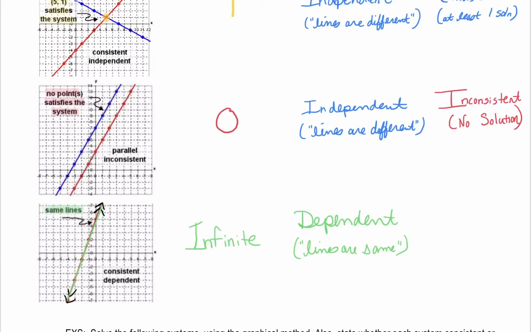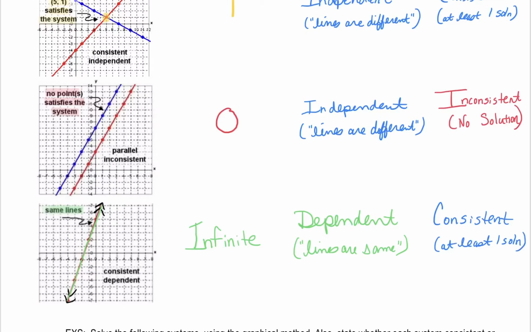All right, but back to the inconsistent or consistent, we're still consistent here because we definitely have at least one solution. It happens to be an infinite number.